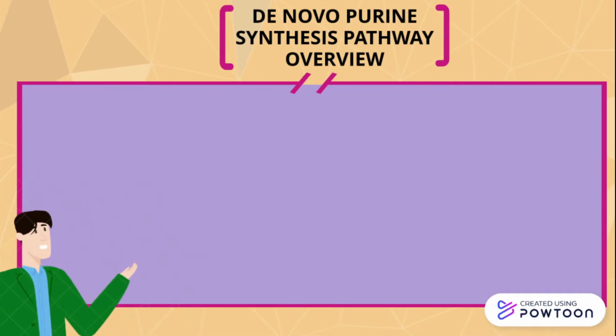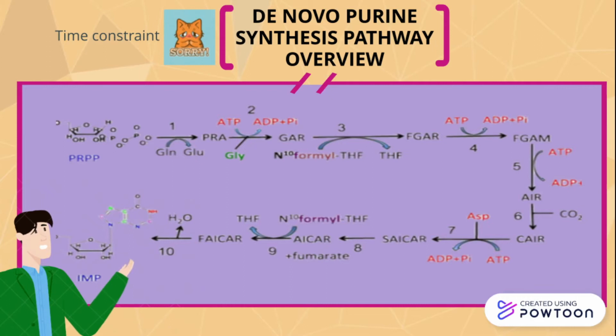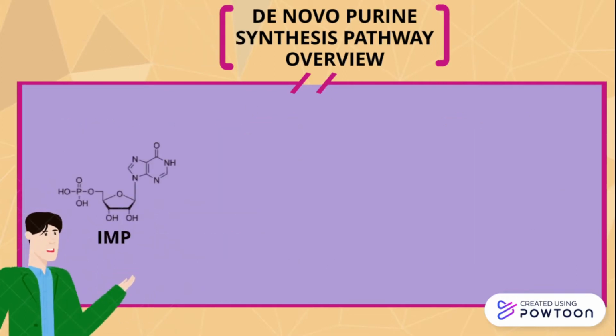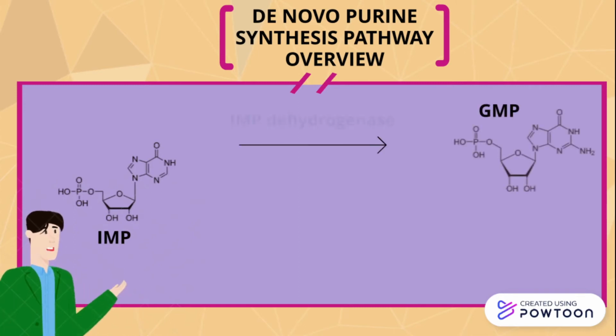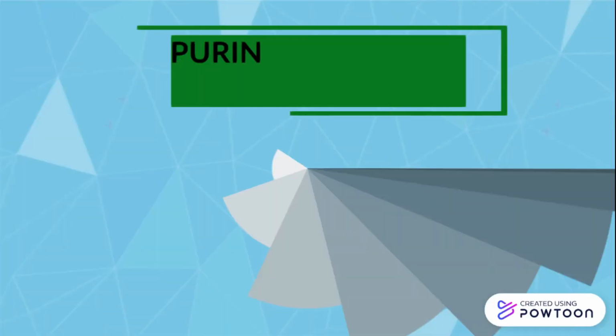After that, a series of 9 reactions result in the formation of IMP. Lastly, IMP can be transformed either to GMP by IMP dehydrogenase or to AMP by adenylosuccinate synthetase.